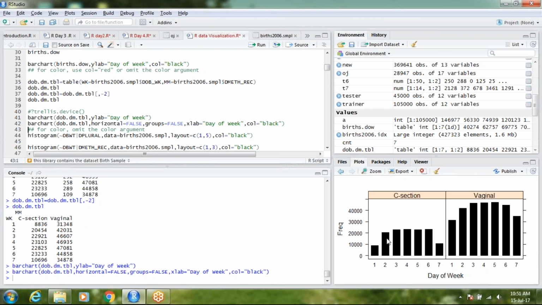And here also I can see that C-section almost remains the same. Only on Sunday and Saturday it is less. A possible reason could be most of the doctors are on leave on Saturdays and Sundays. For this reason, this figure might have dropped down.